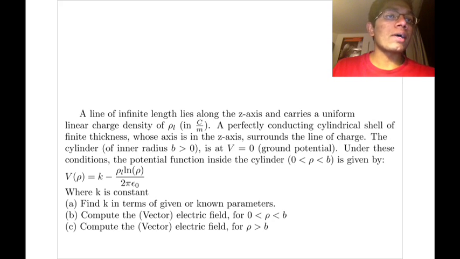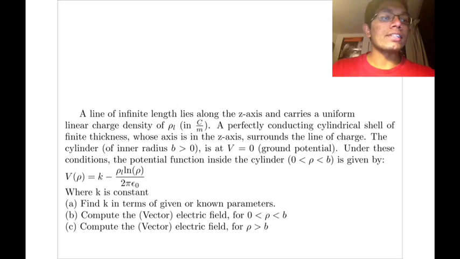There's a cylinder around it. We have the electric potential inside the cylinder given by this equation over here. We have to find K. We have to find the electric field inside the cylinder and the electric field outside the cylinder.